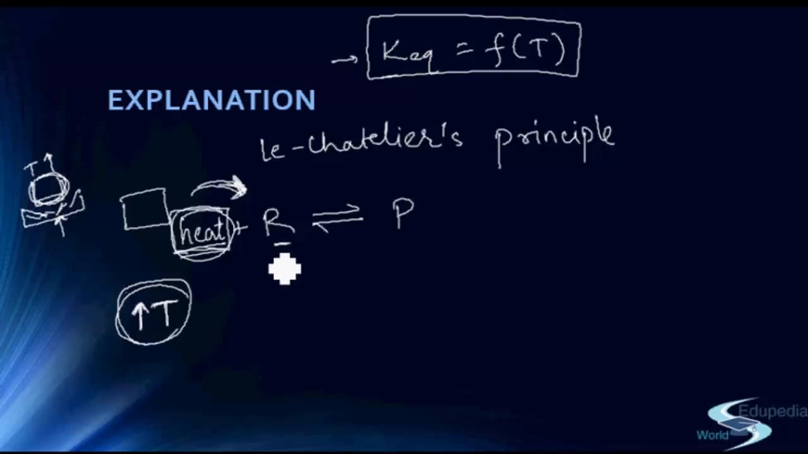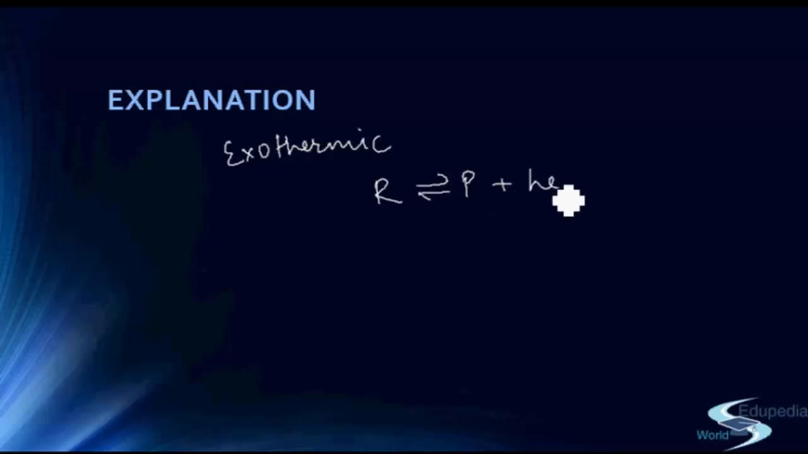Let's try to understand it again in terms of an exothermic reaction. For an exothermic reaction, my reactants are going to form products along with releasing some heat. So for an exothermic reaction, if I increase the temperature, what happens? The system will try to decrease the temperature. And how can it decrease the temperature?